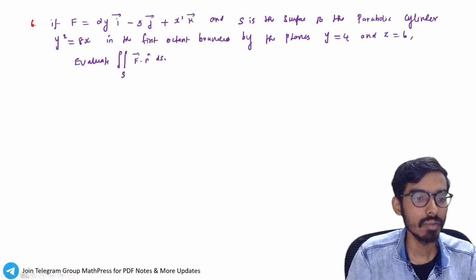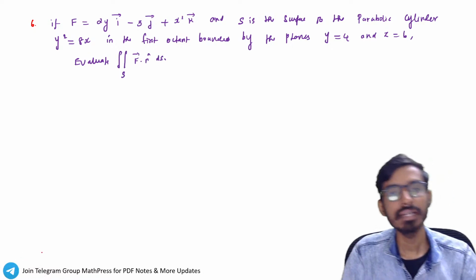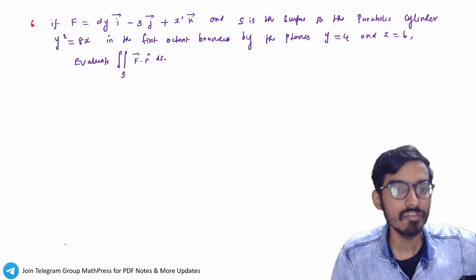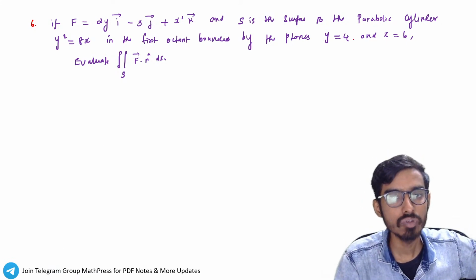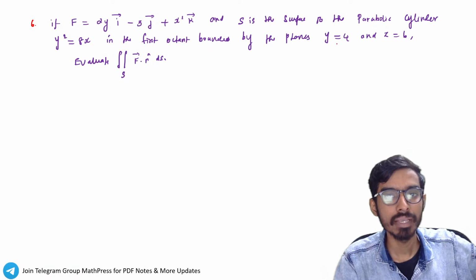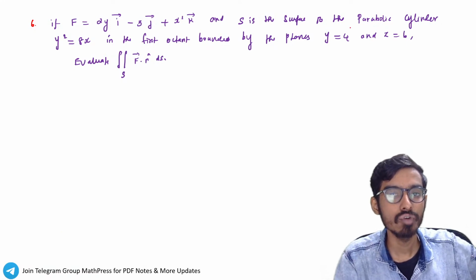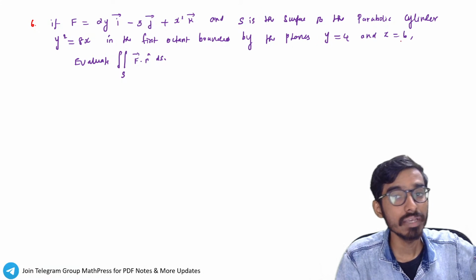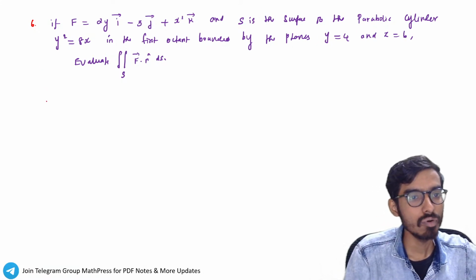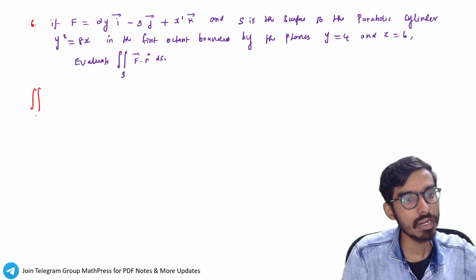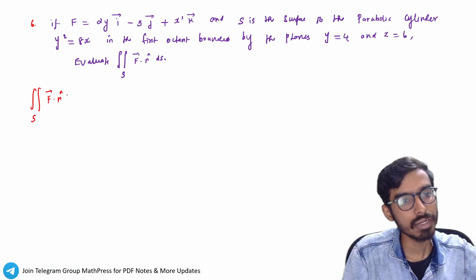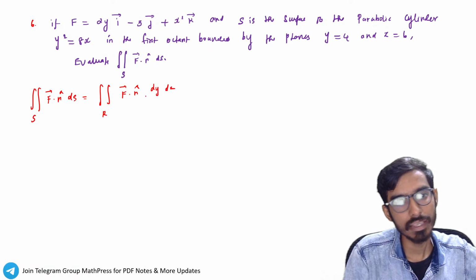Very easy problem. From the question itself you can easily find dS. We know the bounds for y and z because it is in the first octant, so y varies from 0 to 4, z varies from 0 to 6. I'm going to directly write down the formula for the double integral over S of F vector dot n cap dS. This is the double integral over R of F vector dot n cap, and I'm going to choose dS to be dy dz divided by n cap dot i.